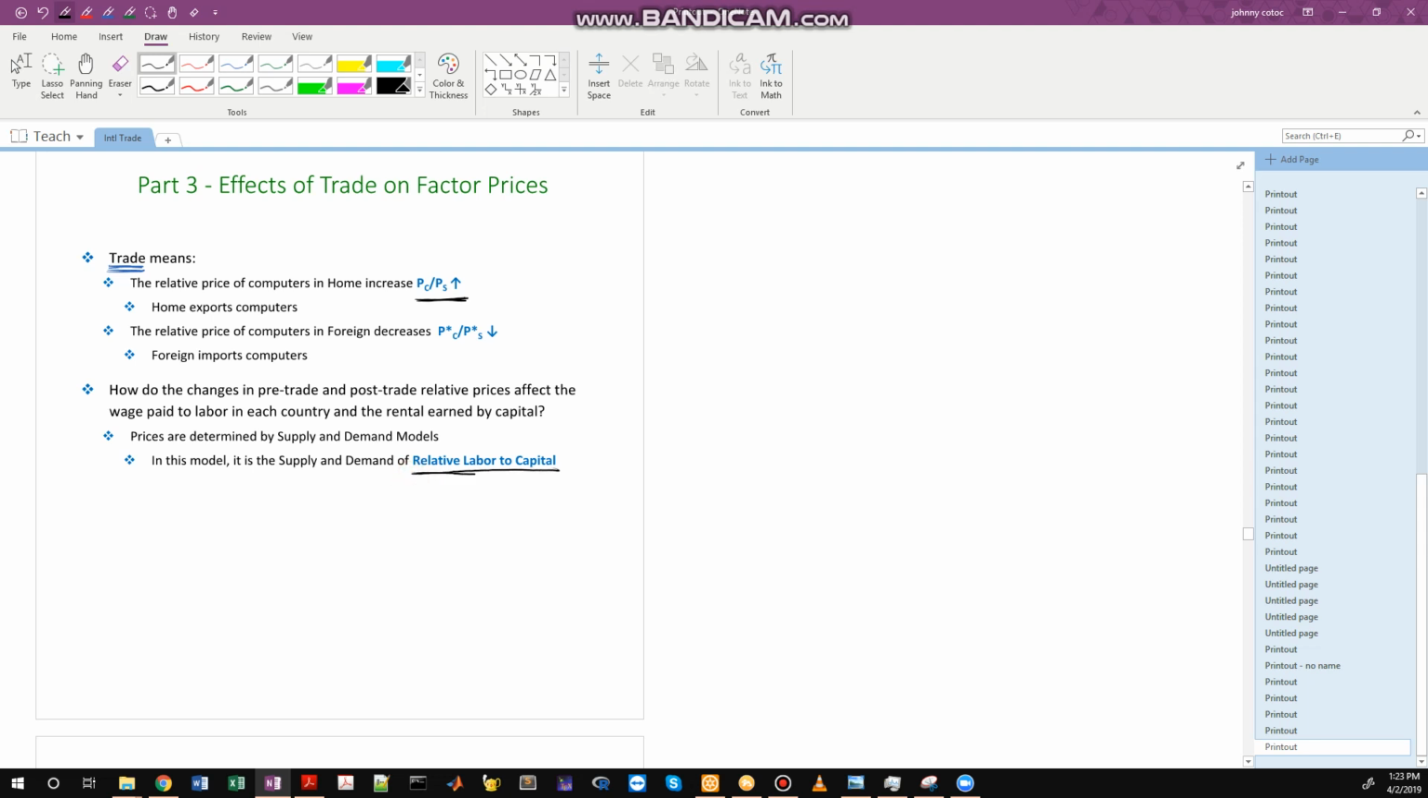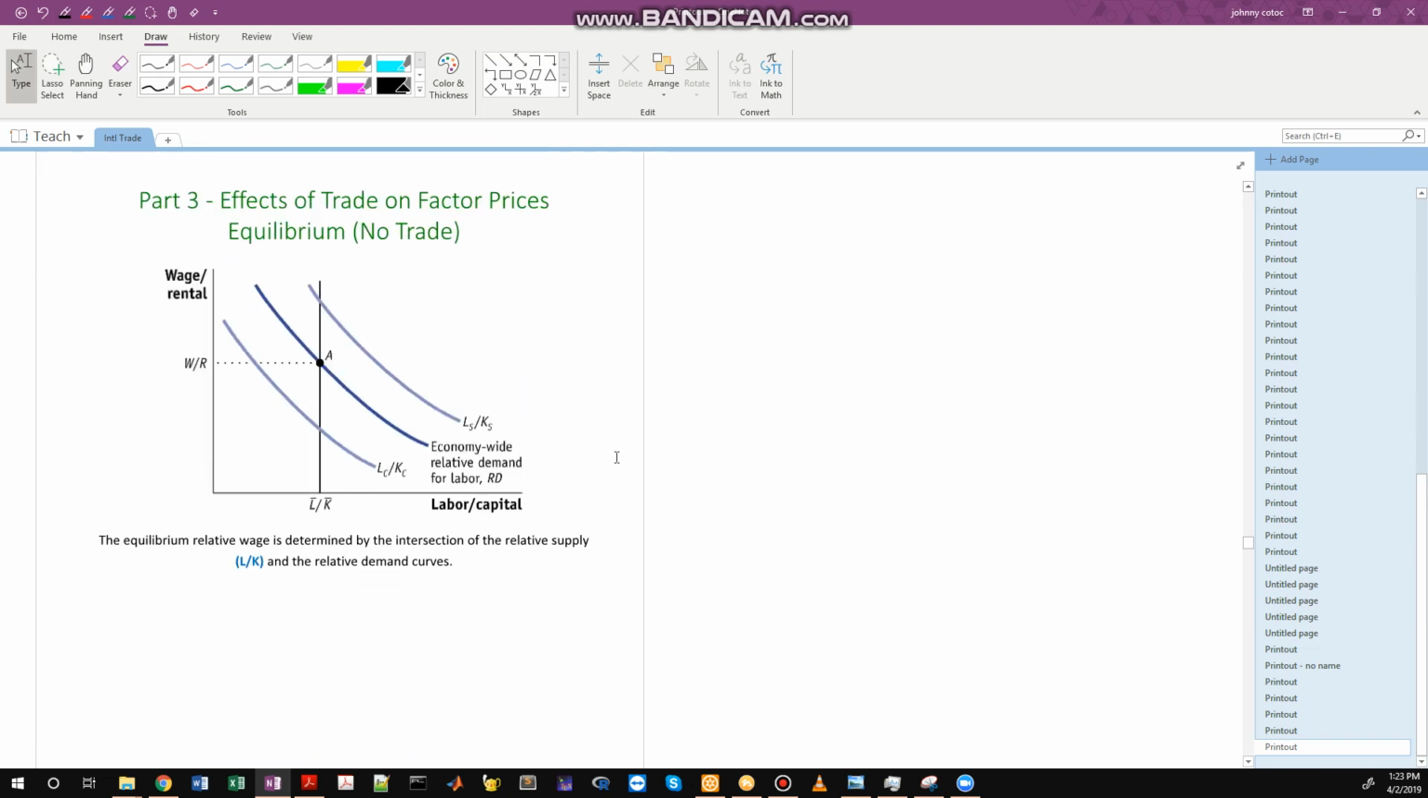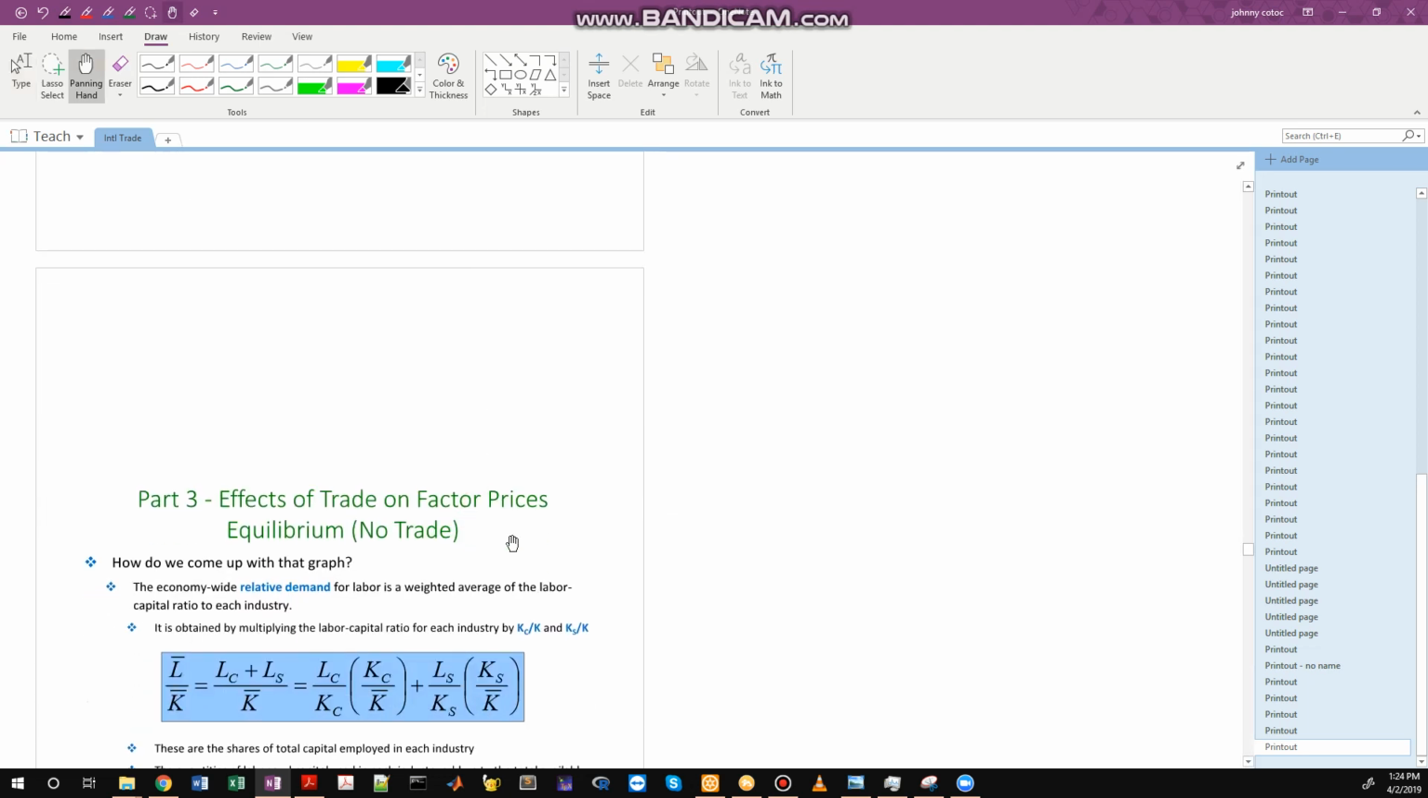In this model, we see this through this graph, in which we have the relative labor to capital on the x-axis. Here we have labor to capital, and here we have the wage to rental ratio. In order to understand what happens when there's a change in prices, we have to understand how this economy-wide relative demand for labor is initially set. So how do we get that?